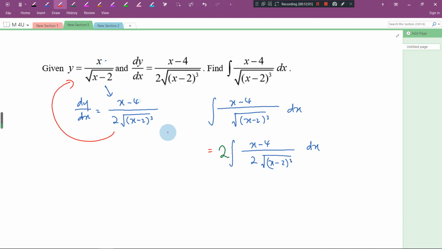Okay, so the next step, just copy the 2, integrate this one, we go back to this, just copy this whole thing, x over the square root of x minus 2. And because this is indefinite integral, don't forget to write plus c at the back. 2x over the square root of x minus 2 plus c.